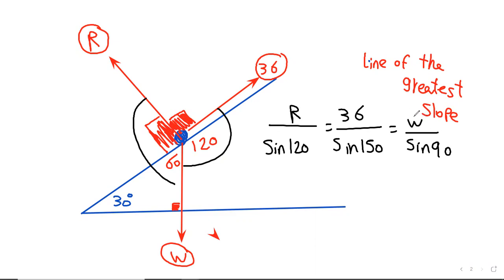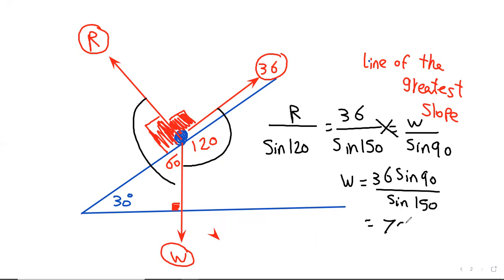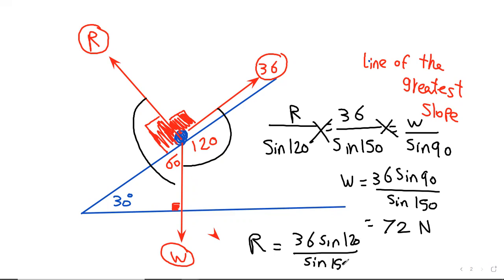How can we find the weight? Just do cross multiplying. Weight equals 36 sine 90 divided by sine 150. It will be 72. The weight of the body is 72 Newton. What is the reaction? Do cross multiplying. The reaction equals 36 sine 120 divided by sine 150. It will be 36 root 3 Newton. That's it.